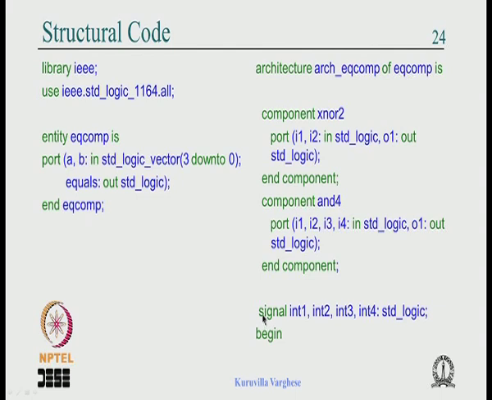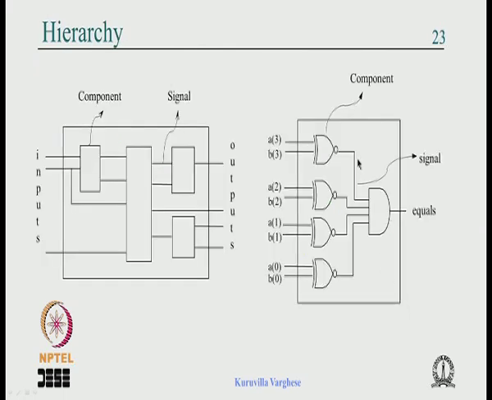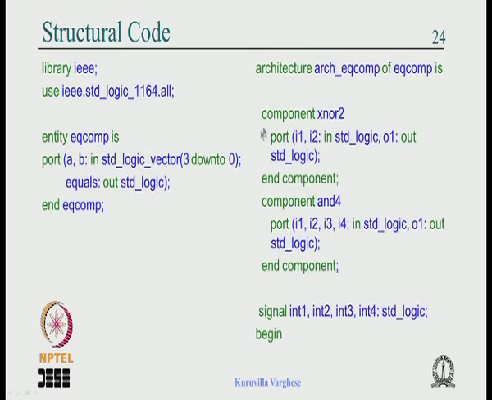Now before we declare the signal, the syntax is signal, name and the data type. So we have 4 signals which are of the same type, we specify them in the same statement: signal int1, int2, int3, int4 colon standard logic. That means that we are naming these int1, int2, int3 and int4. So we have declared the 2 components, we have declared the signals.